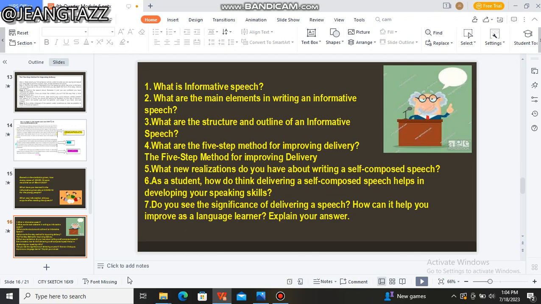Okay, any questions? None so far? Okay, so first I will be the one who will question you. Okay, Eliza, what is informative speech? Great. Yes, Edmund, what are the main elements in writing an informative speech? Edgar, what are the structure and outline of an informative speech? Eliza, what are the 5 steps method for improving delivery?